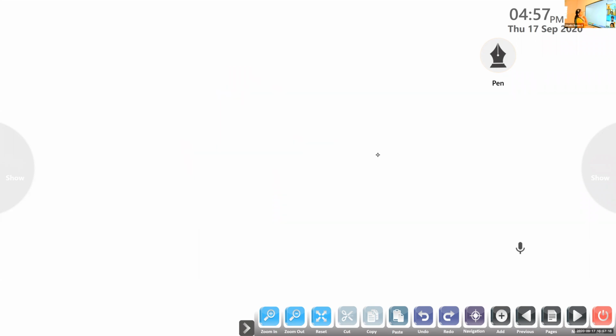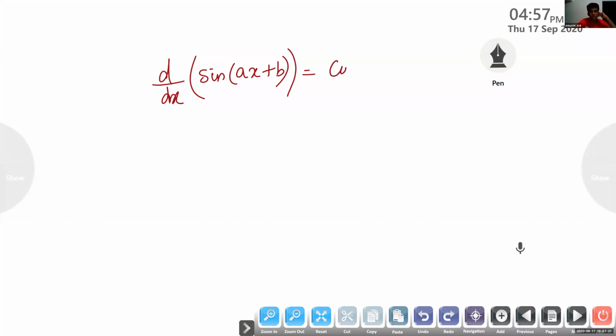Okay, now next one. What is the derivative of sine of ax plus b? Atul, can you give the answer? Cos of ax plus b into a. It's correct, Atul. So this one also you can write in the formula booklet. The derivative of sine of ax plus b is cos of ax plus b into a.